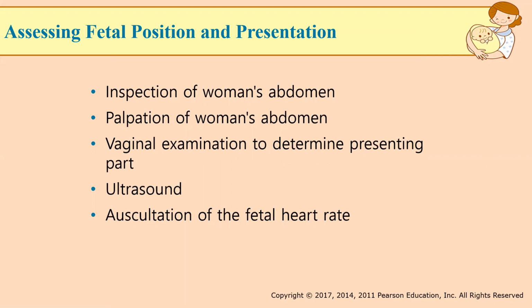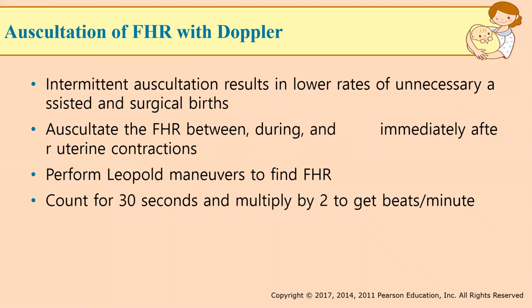Inspection of the woman's abdomen and palpation of the woman's abdomen along with vaginal examination helps to determine presenting part. An ultrasound can be done to confirm the presenting part, and we need to auscultate the fetal heart rate as well while this is happening. Auscultation is done either intermittently or continuously. It can be done with a Doppler. It's a handheld device for listening to fetal heart tones.